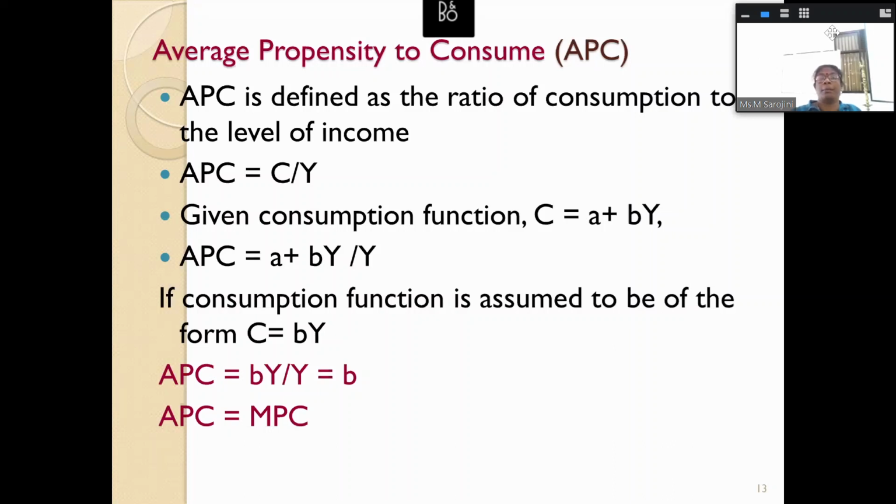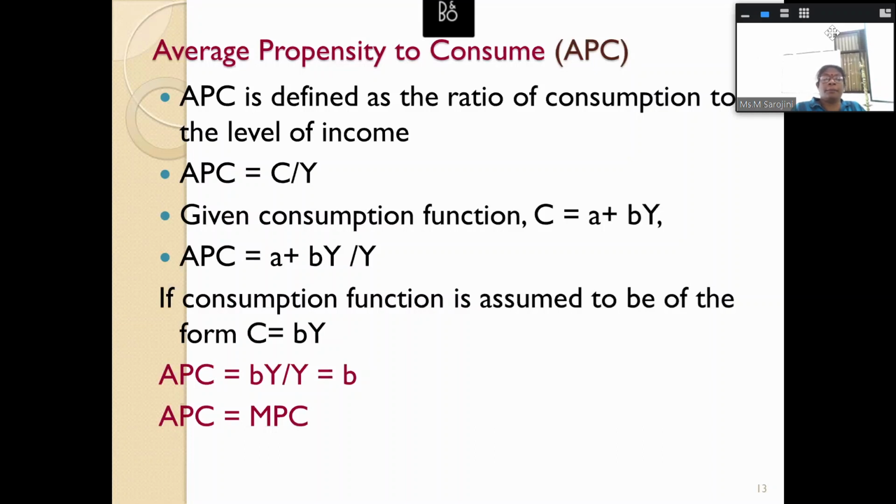Here the APC means average propensity to consume. The APC means the ratio of consumption to the level of income, right? Yes, this is the average propensity to consume. Therefore, we can calculate this APC by dividing C by income, right?